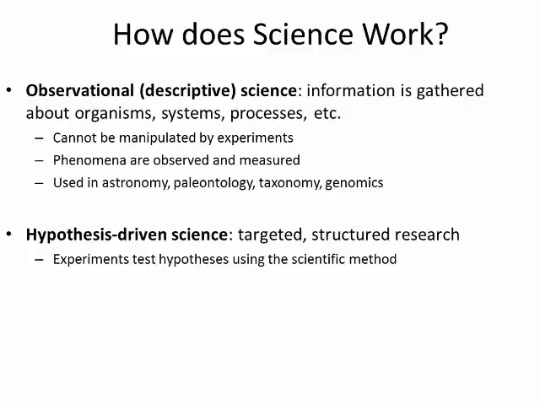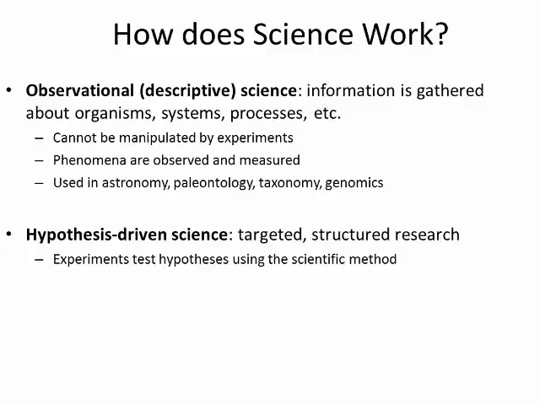This method is used in traditional fields such as astronomy, paleontology, and taxonomy. However, scientists have also begun to explore relatively new branches of science, such as genomics and molecular biology, using observational science. Usually, observational science is required before the second method of conducting science can occur. Once enough information has been gathered through observations, hypothesis-driven science can be pursued to further investigate a subject.